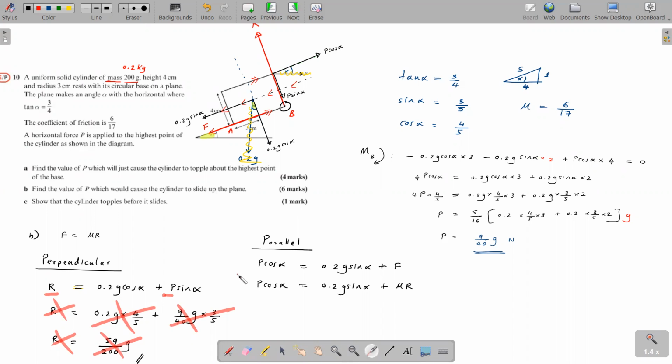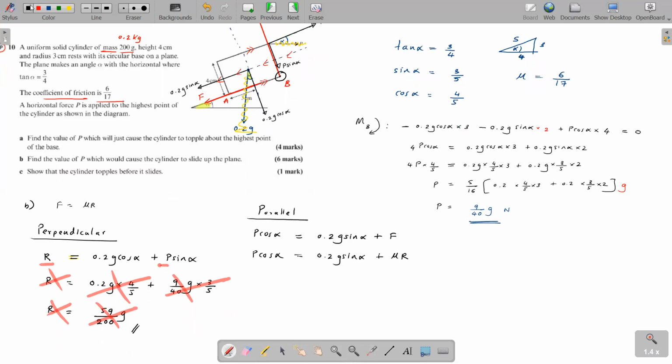Can you see, guys? So it's a pair of simultaneous equations. Two unknowns. P and R are the two unknowns. Here the mu value is given, guys. Can you see? Coefficient of friction, mu is 6 over 17. It's given in the question. So you have a pair of simultaneous equations that you need to solve.